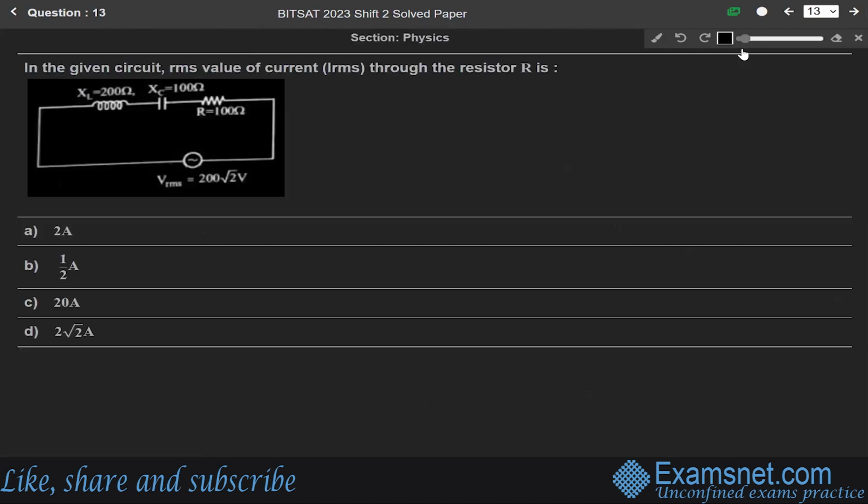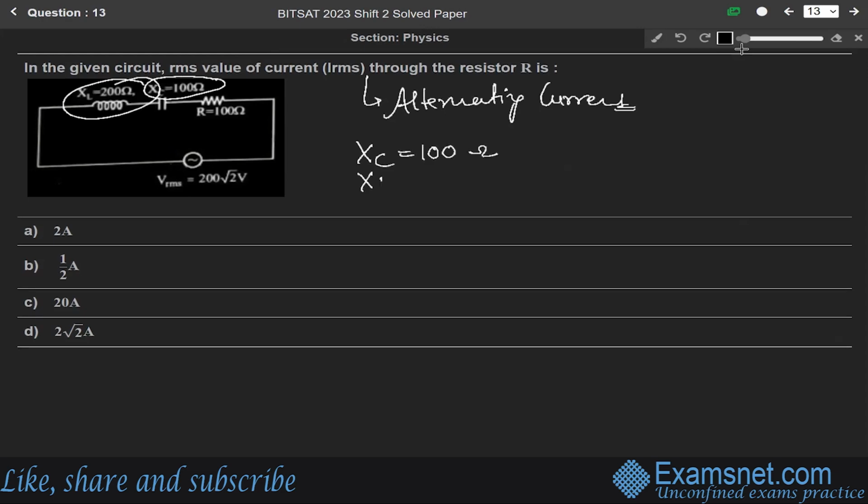Okay. Now next question 13. In the given circuit, the RMS value of current I RMS through the resistor R is, okay, we have to find the root mean square value of the current. So this question is from the chapter of alternating current. In this question, the capacitive reactance XC is given as 100 ohm and the inductive reactance XL is given as 200 ohm. And resistance R is given as 100 ohm.